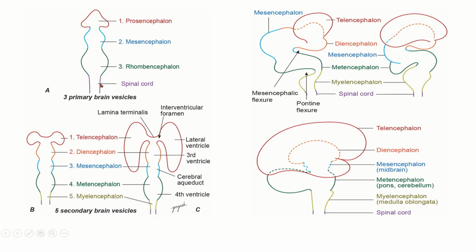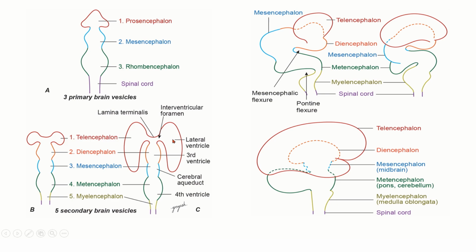So you can see here, these are the 3 primary brain vesicles: prosencephalon, mesencephalon and rhombencephalon, and you can see the spinal cord. And these are the secondary brain vesicles, where prosencephalon divides into telencephalon and diencephalon, mesencephalon does not divide, and rhombencephalon divides into metencephalon and myelencephalon.